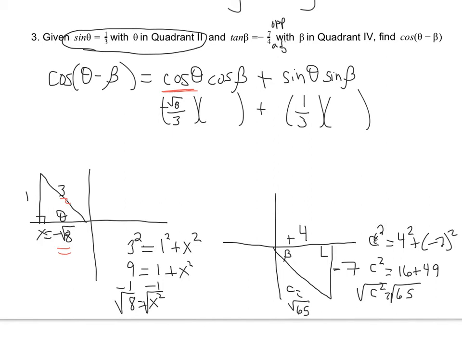So I set up two triangles, one for theta, one for beta, and that'll allow me to get all these different things. So now let's find the cosine of beta. Cosine is the adjacent over the hypotenuse, so that's 4 over the square root of 65. So that'll go here, 4 over the square root of 65. And sine is the opposite over hypotenuse, so that's -7 over square root of 65. So -7 over square root of 65.